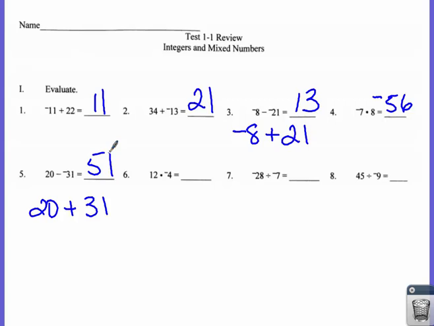Number 6, it's a multiply problem, so we multiply. 12 times 4 is 48. I have 1 negative, so my answer is negative. Division, same rules as multiply. We first divide. 28 divided by 7 gives us 4. I have 2 negatives, so my answer is positive 4.